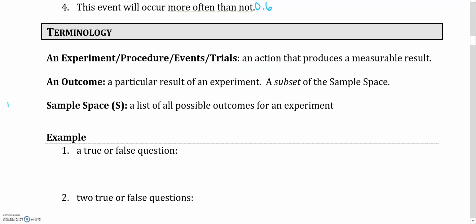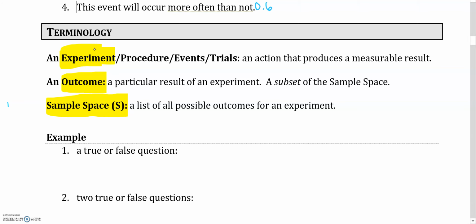Before we go any further, let's define some terminology for probability. An event, procedure, experiment, and trial all refer to actions that produce a measurable result. An outcome is a particular result of an experiment, so it's a subset of the sample space. We should define sample space, which is a list of all possible outcomes for an experiment.